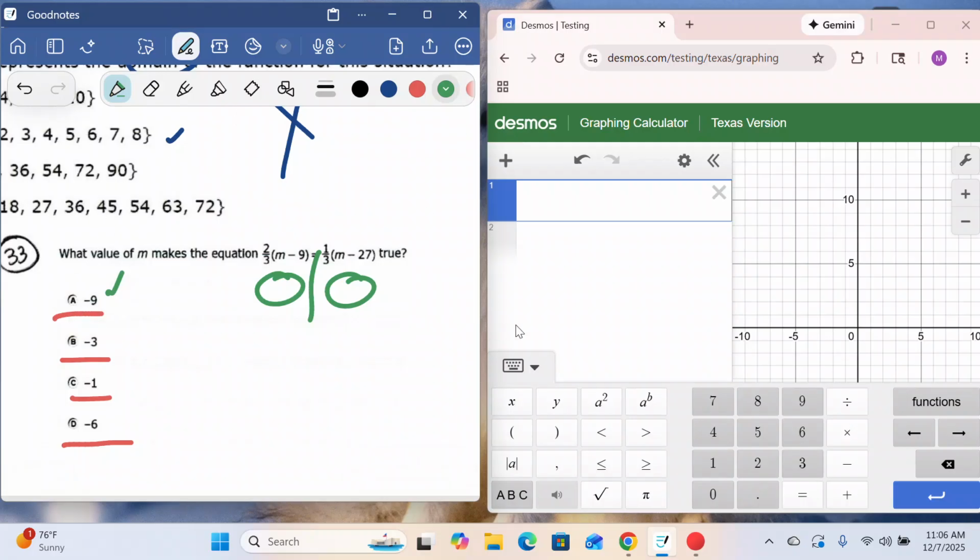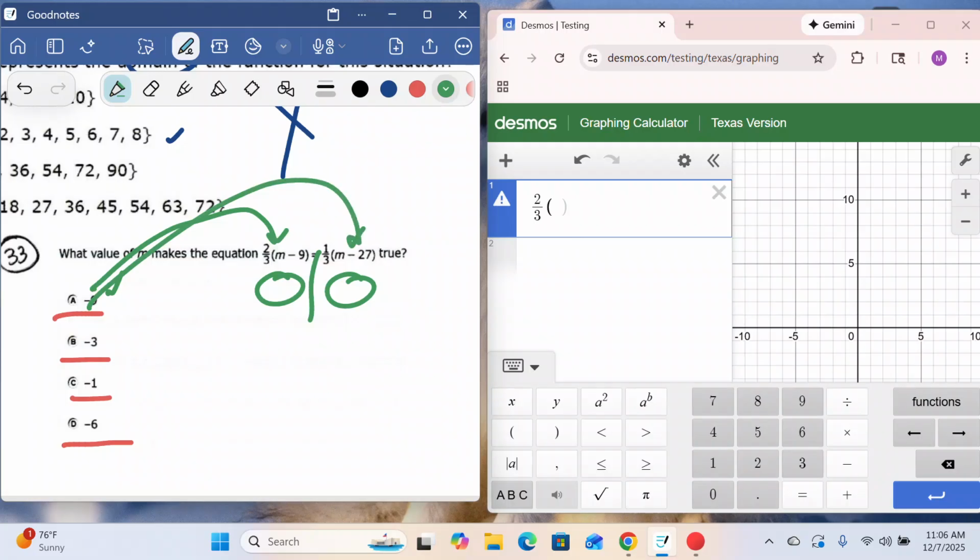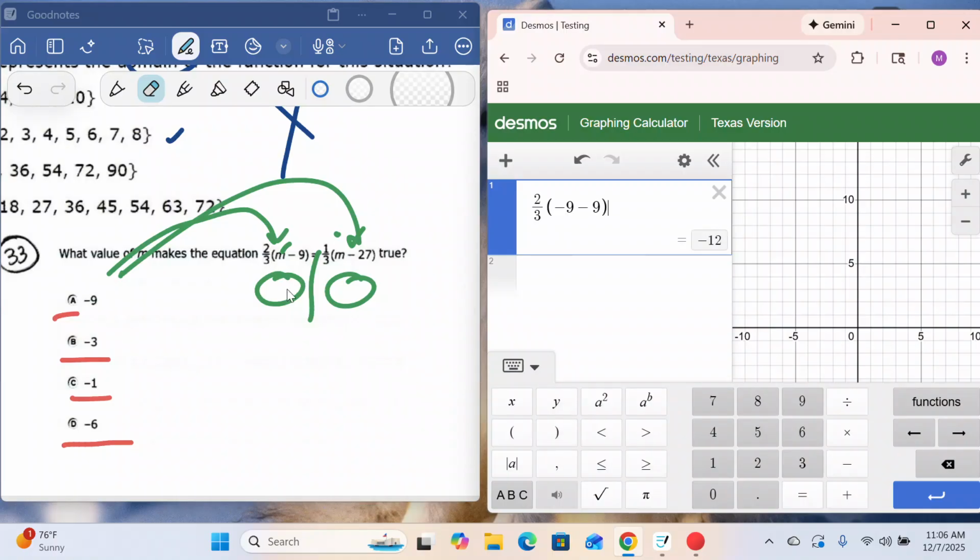So I'm going to check the first one, and I'm just going to input 2 divided by 3. I'm going to put my space, or I can push this arrow, and I'm going to put open parentheses. I'm going to test out my m. My m here is -9. Do not forget that we're comparing both of them, and we are testing out the m here. So the first one is -9, and let me erase so you can see the number. There we go. I'm going to input it in decimals. -9 minus 9, close parentheses. And this is the first one.